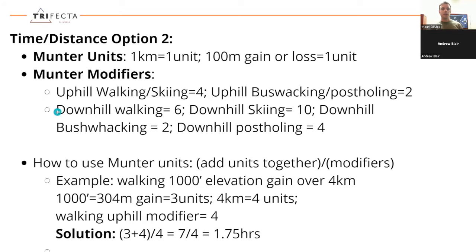So notice it's accounting for moving faster while walking downhill. And then downhill skiing is a 10. Whereas bushwhacking is still going to be a 2 because you're moving slower. All right, so this is a tried and true method that a lot of guiding services will use as they're doing their planning for time.